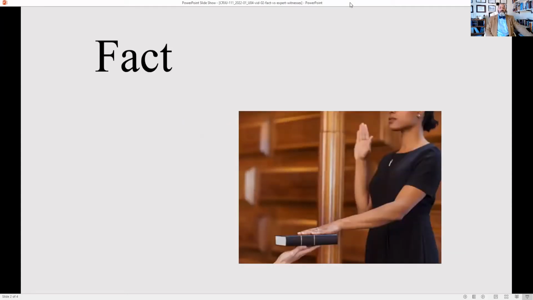The first type, the most common, is what we call a fact witness. Fact witnesses testify to facts. They validate facts in a case. This might be someone who is an eyewitness to something. They will testify to what they saw.